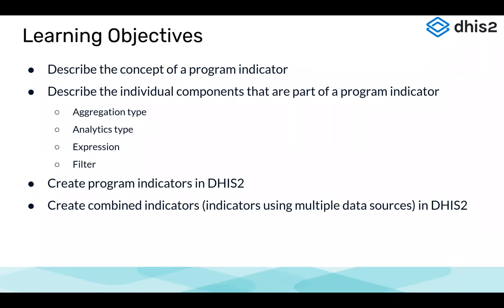And hopefully if we get to it at the end of the session, we will also create combined program indicators or combined indicators. And that's indicators using multiple data sources in DHIS2. So these might be combining a program indicator from a tracker program with a population denominator that's entered through an aggregate program, for example. And these can be really useful, in particular in public health use cases, to understand service utilization and other things like that. So we'll be talking a bit about these percentage indicators as well.